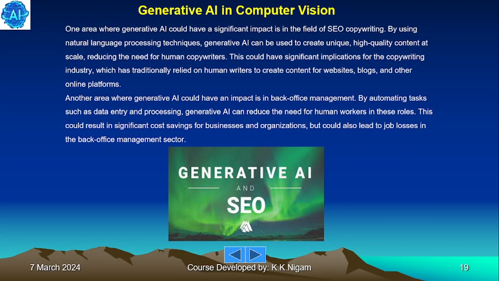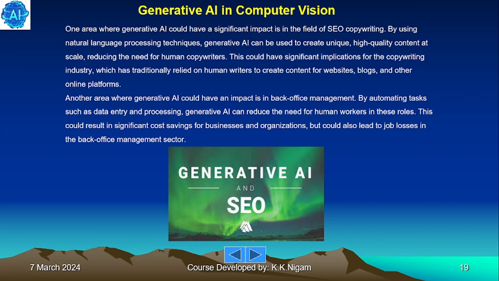One area where generative AI could have a significant impact is in the field of SEO copywriting. By using natural language processing techniques, generative AI can be used to create unique, high-quality content at scale, reducing the need for human copywriters. This could have significant implications for the copywriting industry, which has traditionally relied on human writers to create content for websites, blogs, and other online platforms.